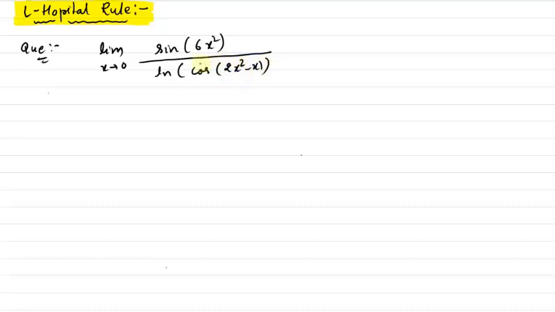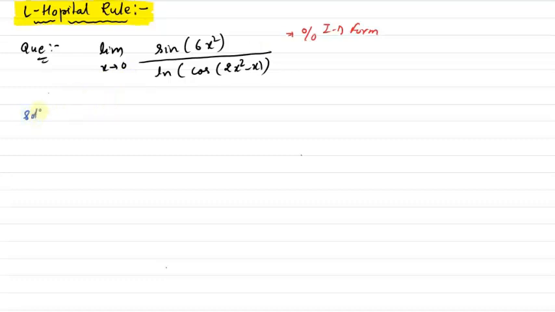Okay, so again we'll first of all check what form it is. If you put x tending to 0, the numerator will be tending to 0. In the denominator, this will become cos 0. Now cos 0 will give you 1, so ln 1 will again be tending to 0. So what form is it? It is 0 by 0 indeterminate form, right? So whenever we have 0 by 0 indeterminate form or infinite by infinite indeterminate form, we can apply the LH rule. So let's apply the LH rule.